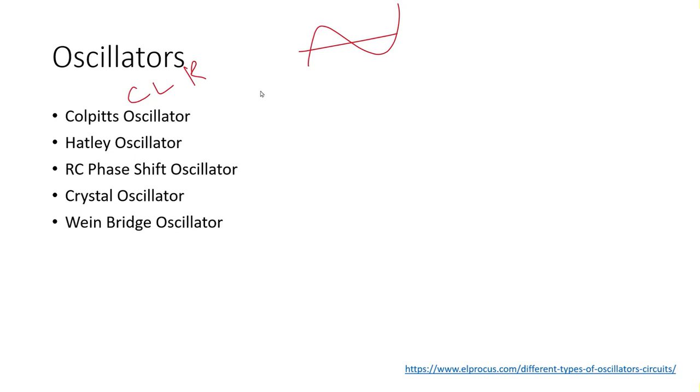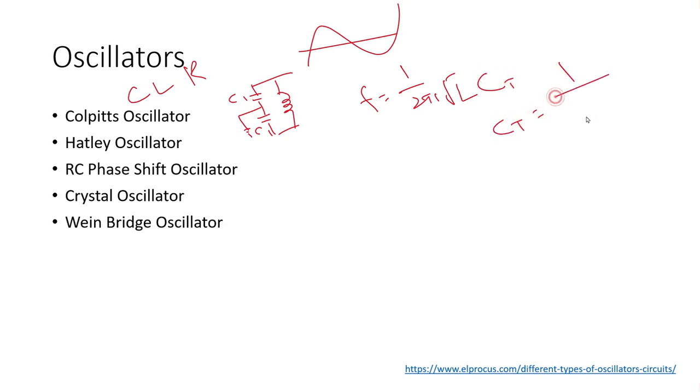The Colpitts oscillator has a circuit in which there is one inductor and two capacitors, and there is a grounded side on this side. So this is C1, C2, and the frequency of this circuit is F equals 1 over 2 pi square root of L CT, whereas CT can be calculated from the parallel combination of 1 over C1 and 1 over C2.